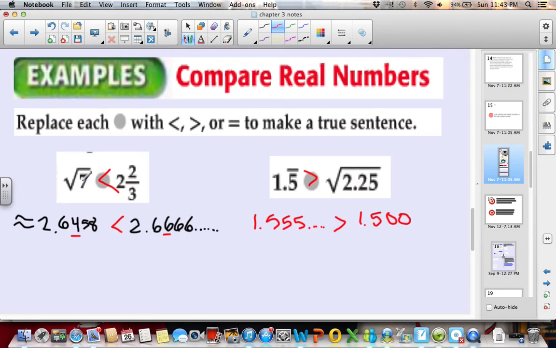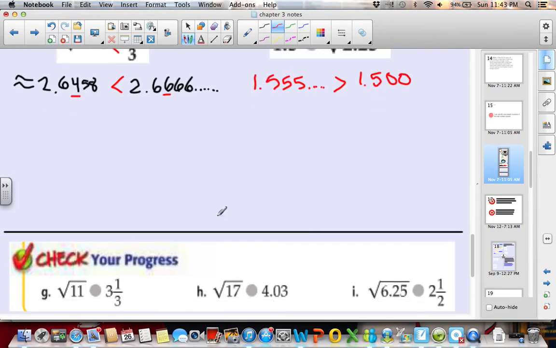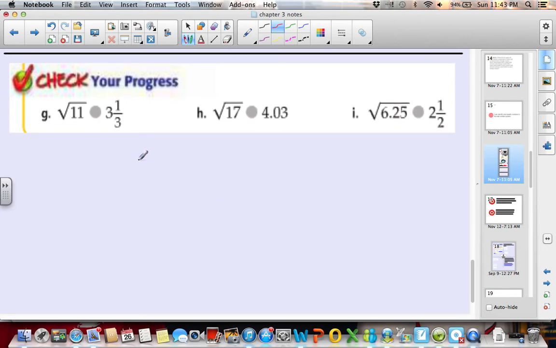Make sure that you're writing these problems down, the question and the work. Okay? So I want you to pause the video right now and take a second to do these 3 problems. Come back and check your work.